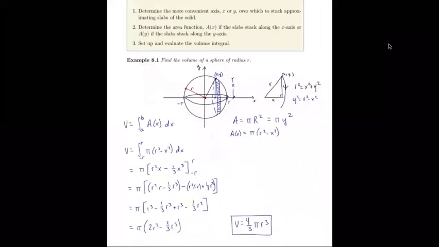They ask us to find the volume of a sphere of radius r. In other words, they're asking us to prove the formula for the volume of a sphere of radius r. If you already know it, then we're proving that formula is indeed true.